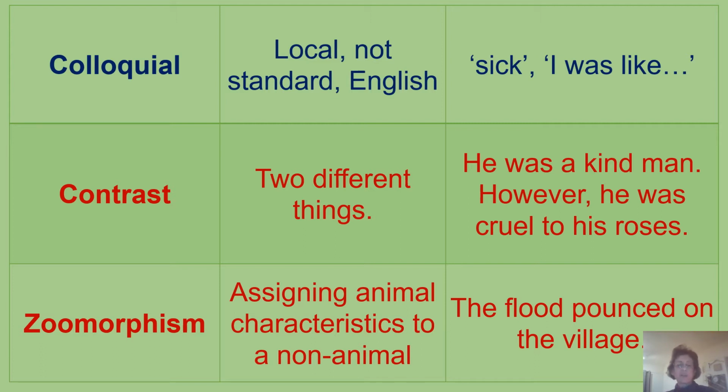Contrast becomes increasingly important, especially when we're moving on to Question 3. Obviously that means two different things, such as he was a kind man, however he was cruel to his roses. And we mentioned zoomorphism, which comes in today: assigning animal characteristics to a non-animal. The flood pounced on the village, for example.